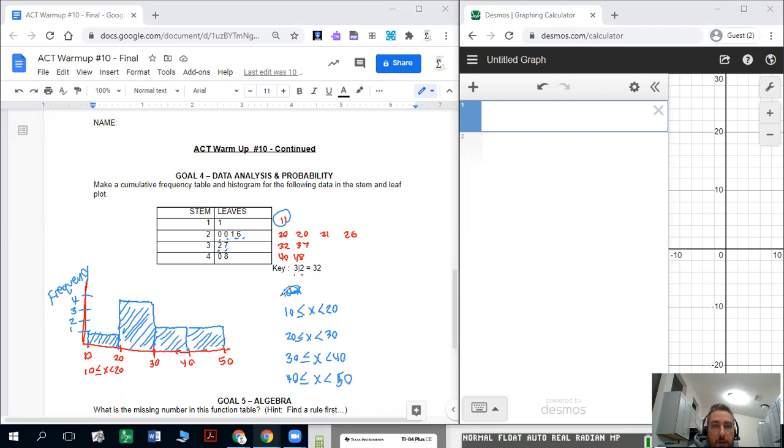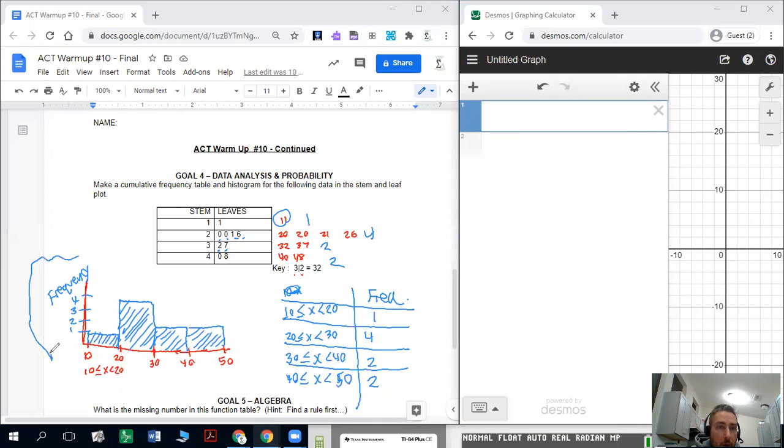And basically all you're doing for the table is the frequency is just how many you see there. So I see 1, 4, 2, and 2. So it's just right from here, 1, 4, 2, and 2. That's cumulative frequency table, but then I find more power in a graph personally. So that's why I did that first.